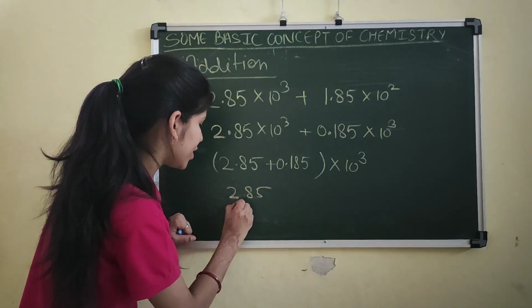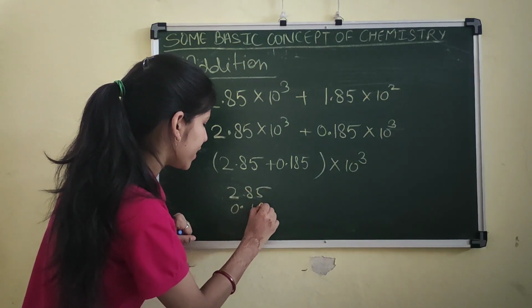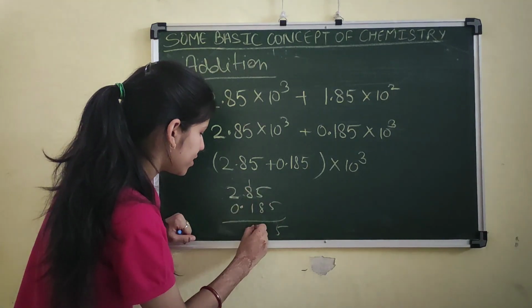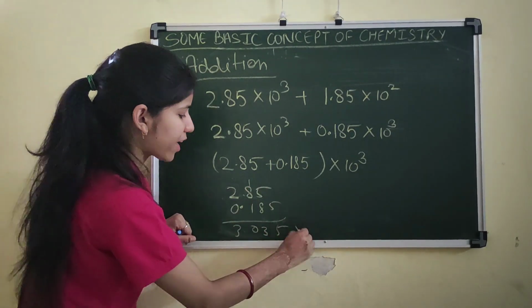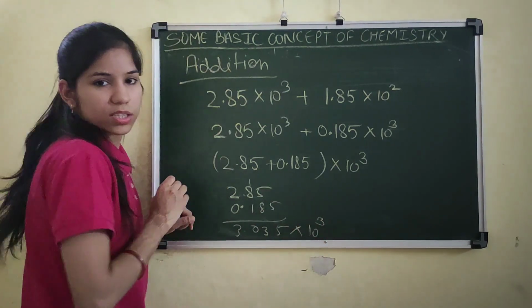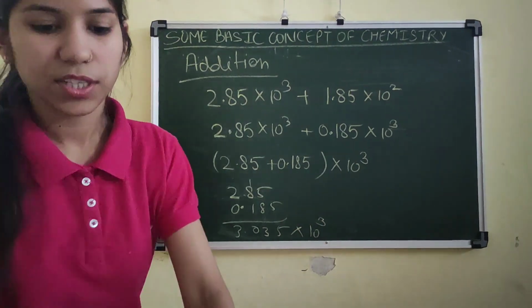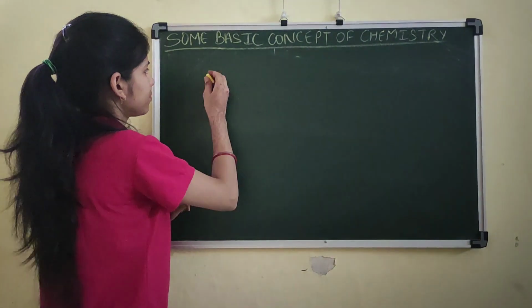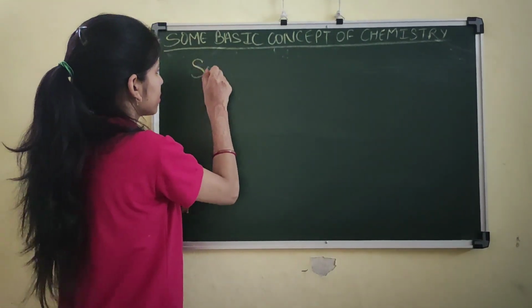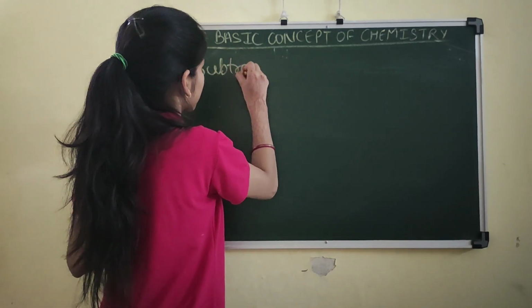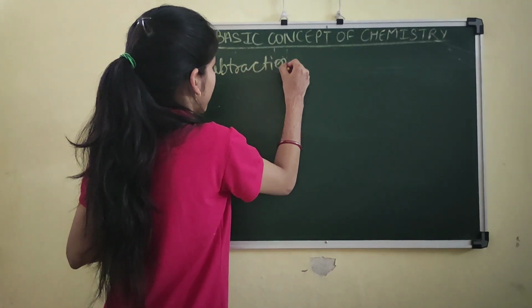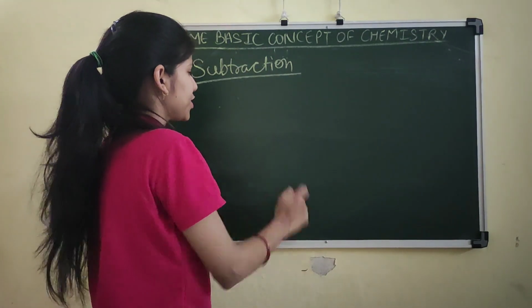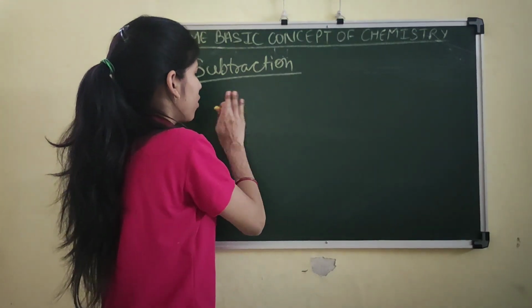2.85 plus 0.185 will be 3.035 into 10 to the power 3. In subtraction, we apply the same rule as in addition.